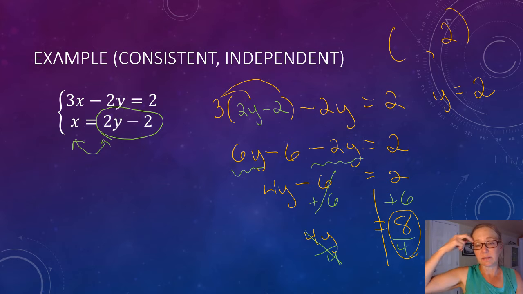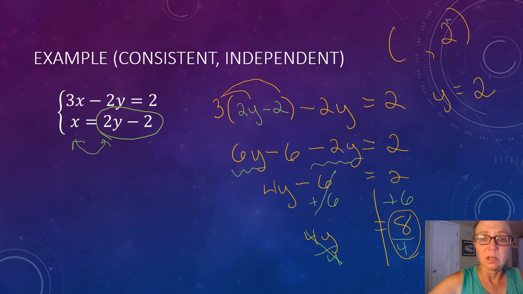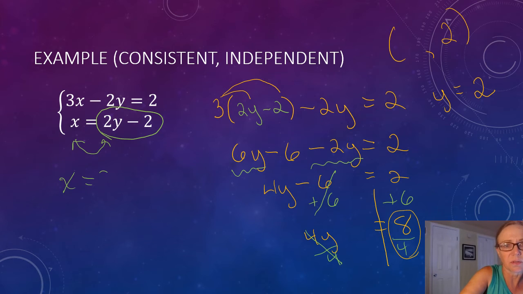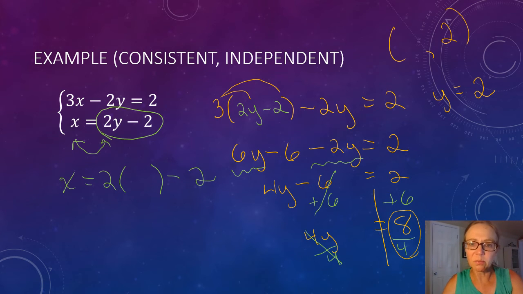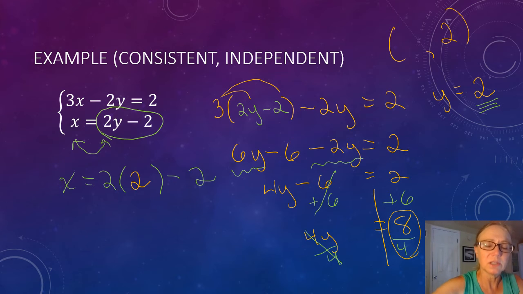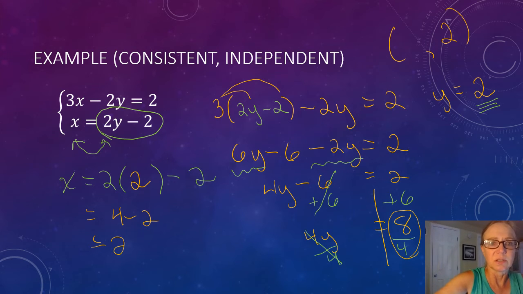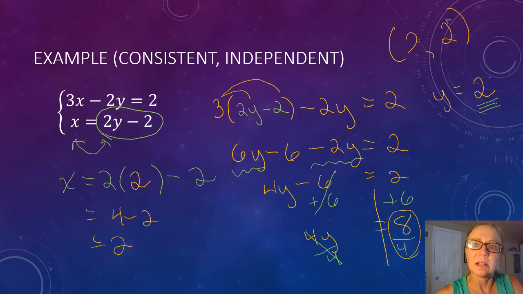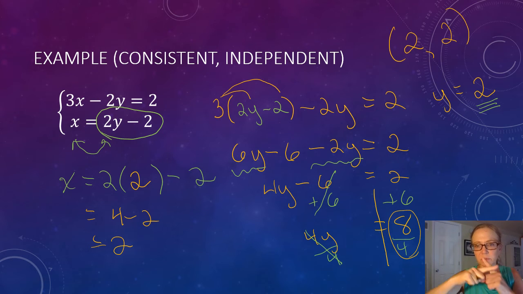To find x, I have to do another substitution. So I'm going to take my second equation, x equals 2 times y minus 2, but instead of the y, I'm going to put this 2 right there. So y is 2, and then I have 2 times 2, which is 4, minus 2, which is 2. So the x coordinate of my solution is also 2. So the ordered pair (2, 2) is the point of intersection of those two lines.